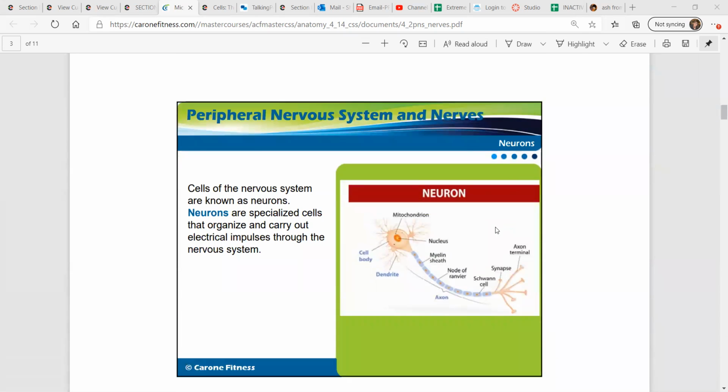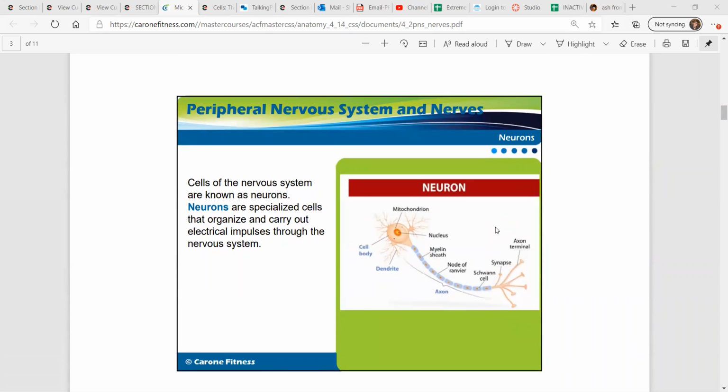Cells of the nervous system are known as neurons. So neurons are specialized cells that organize and carry out electrical impulses through the nervous system. So we have electricity running throughout our body. And that is how these neurons and cells communicate throughout your nervous system.